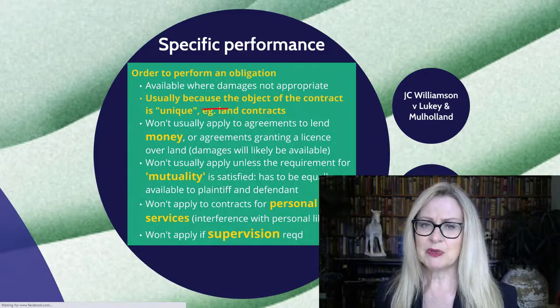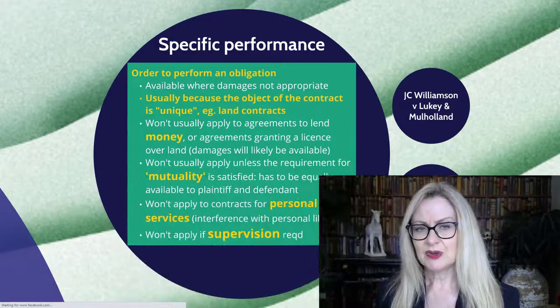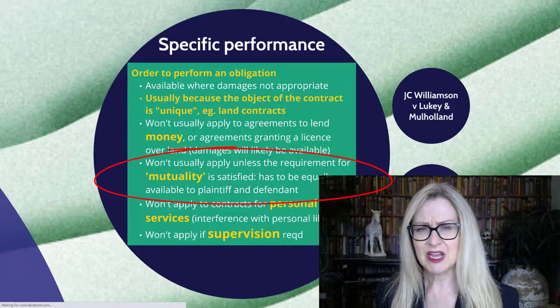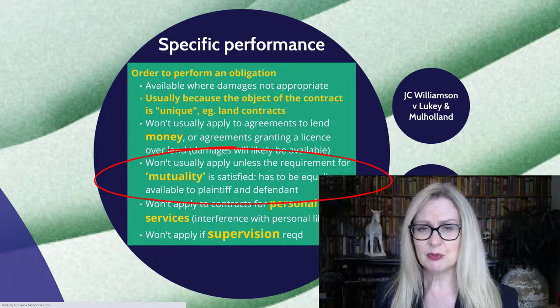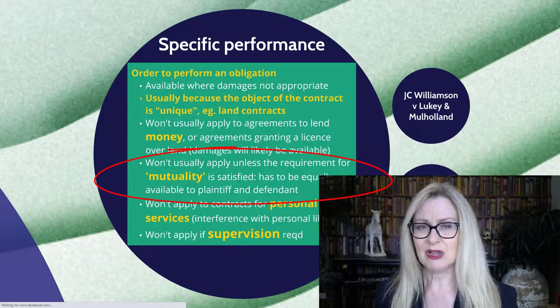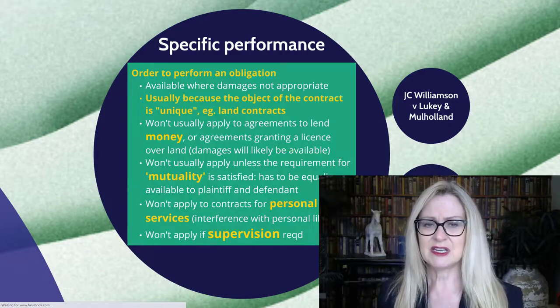Normally, specific performance won't be applicable to agreements to lend money or agreements granting a license. Damages will be your remedy there. Also, it won't usually apply unless the requirement for mutuality is satisfied. What's that? Well, notionally, the order of specific performance has to be equally available to either party, both the plaintiff or the defendant. If it's lopsided and only one party could seek specific performance, for example, a contract with a minor where it's voidable at the option of the minor, you probably won't get specific performance in circumstances like that.